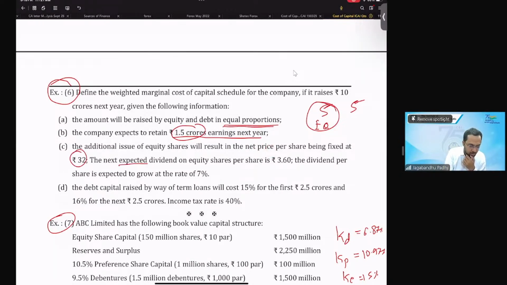The expected dividend is 3.6. Is this 3.6 D1 or D0? Can I say it is D1? Yes, because it's the expected dividend. The dividend per share is expected to grow at the rate of 7%. So from this, you can definitely get the cost of equity.